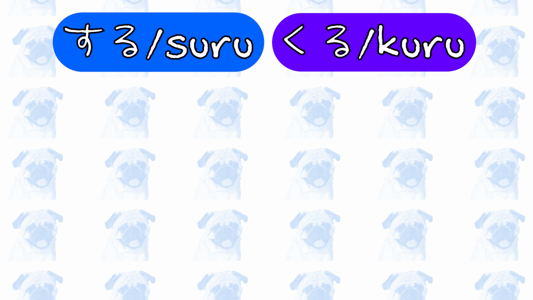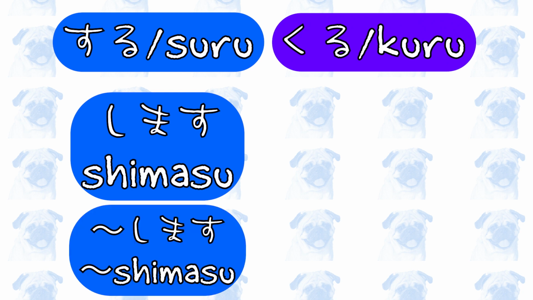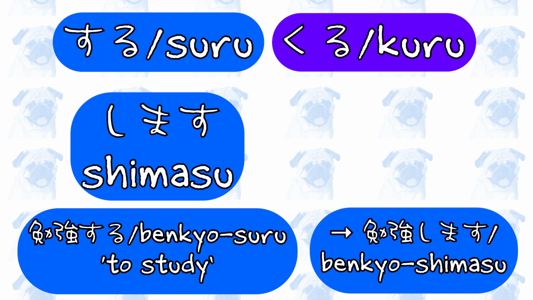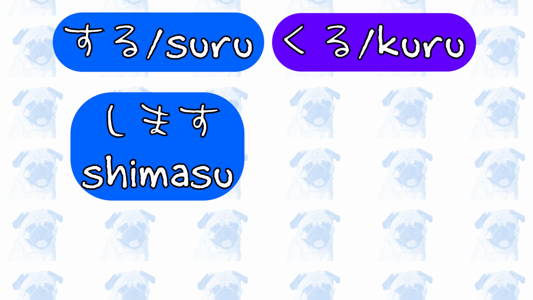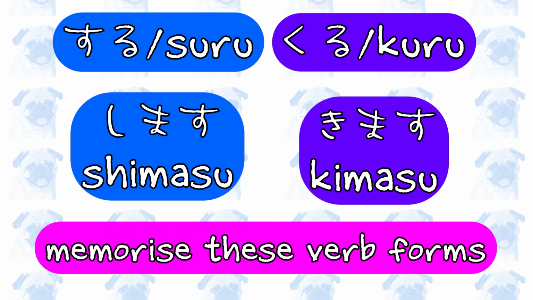The masu form of suru is shimasu. By extension, any verb that ends in suru will be nani nani shimasu. For example, the masu form of benkyou suru is benkyou shimasu. The masu form of kuru is kimasu. The conjugation patterns of the irregular verbs have to be memorized.